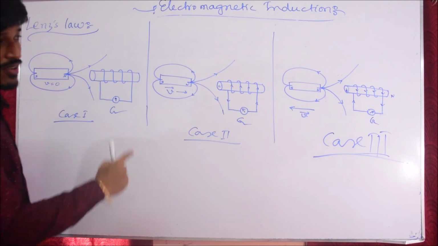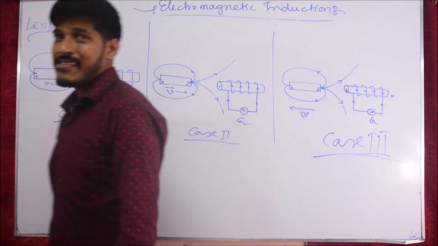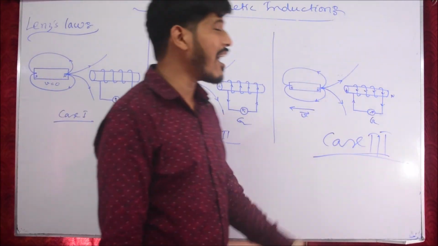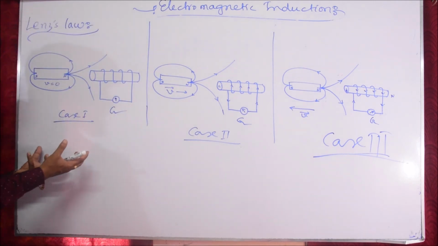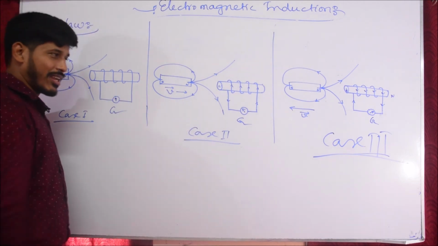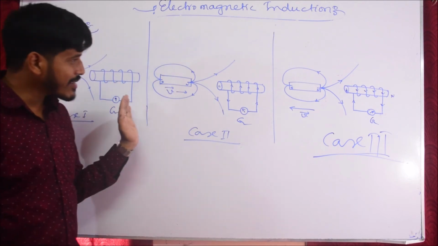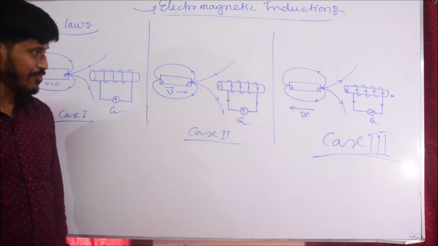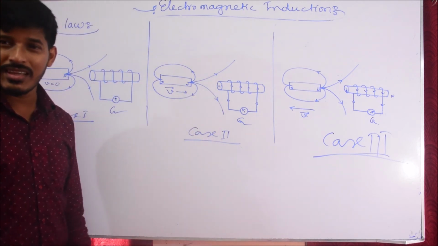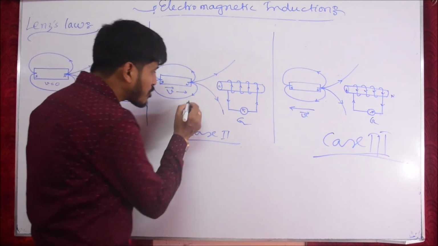Understand? Now this is in accordance with the law of conservation of energy. How? If the magnet is at rest, then there is no change in magnetic flux, there is no generation of induced EMF. Now, as the magnet is moving towards the coil, there is a generation of induced EMF which opposes the cause, and as it is opposing, I have to do certain work to move it.